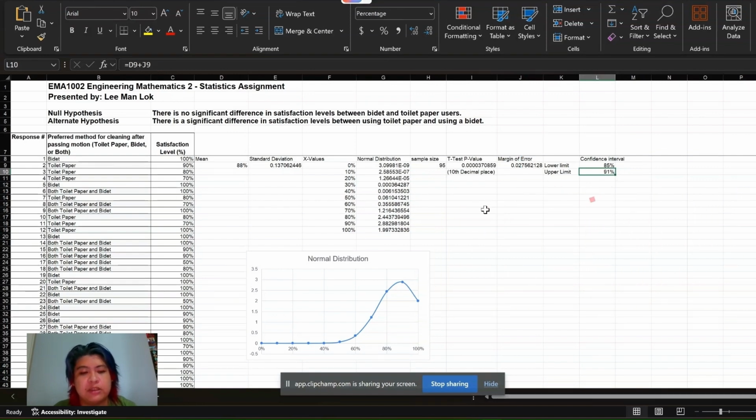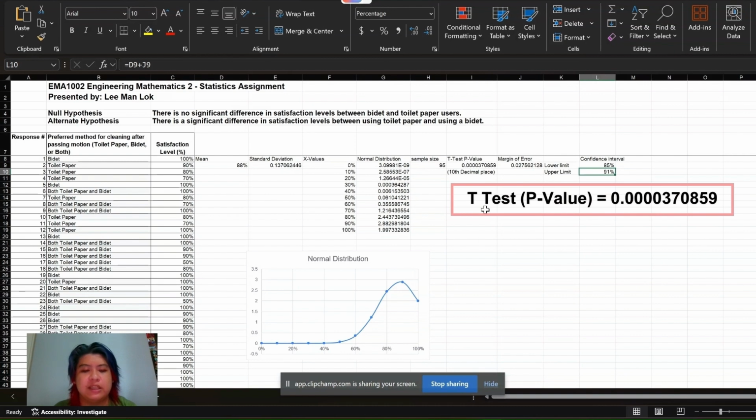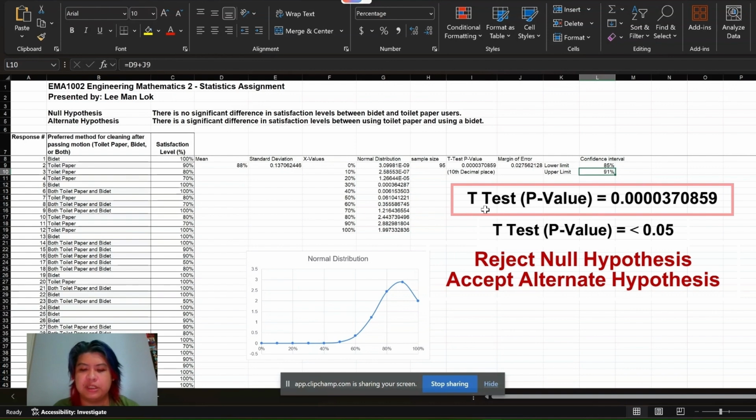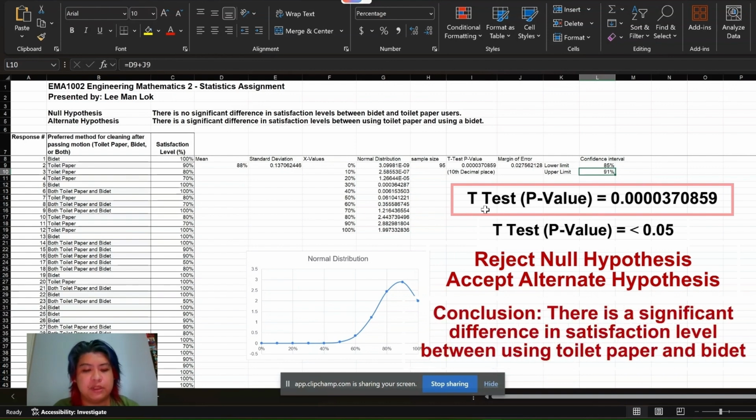From my findings, my conclusion of my hypothesis test is that with a p-value of 0.00003700859, to the tenth decimal place, much lesser than 0.05, I will reject the null hypothesis. This means there is a significant difference in satisfaction levels between using a bidet and using toilet paper.